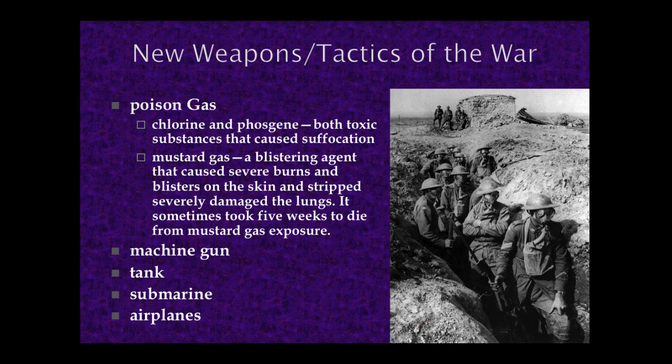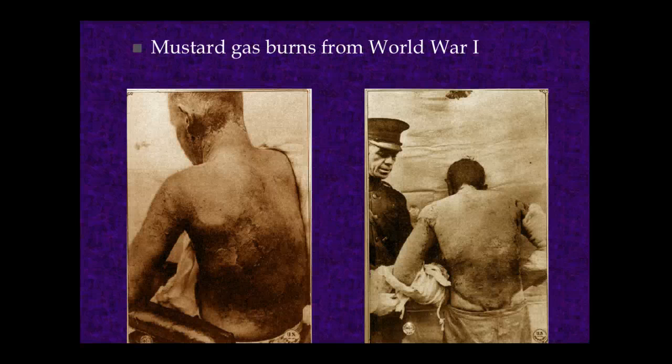We also have the machine gun that's invented. The tanks and the airplanes were used to break up trench warfare, and then submarines were also implemented. This is one of the first times that submarines are used on a large scale. Here you have a couple of victims from mustard gas burns. You can see where the skin is blistered on their back. This one, he's really severely blistered.